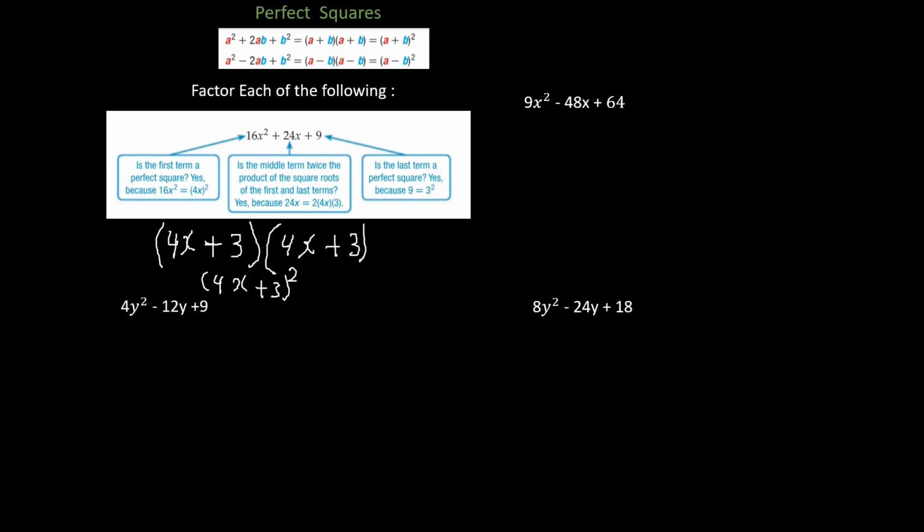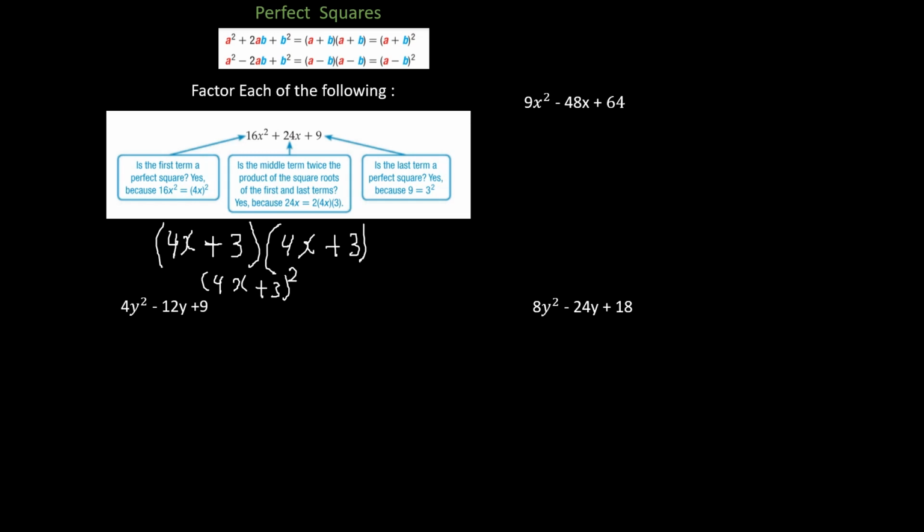We know that 3 times 4x equals 12x, times 2 equals 24x. So it's a perfect square because when we take the square root of the first term and the square root of the second term, multiply them by each other, then multiply by 2, it gives 24x, the middle term. Now let's solve number 2 directly.